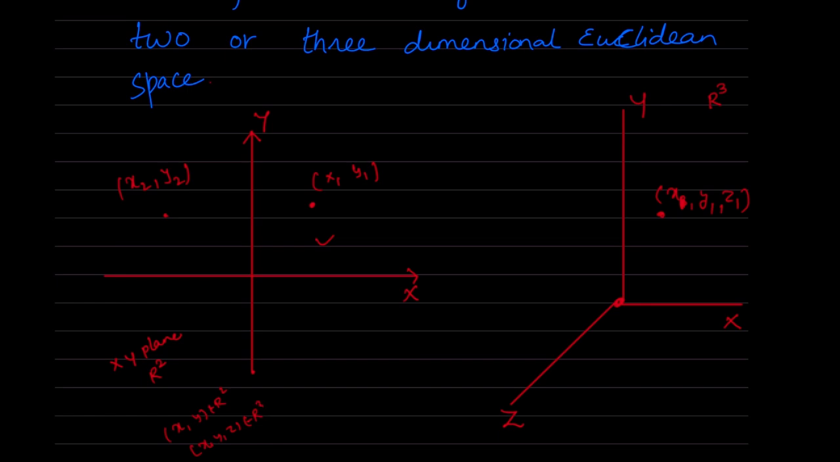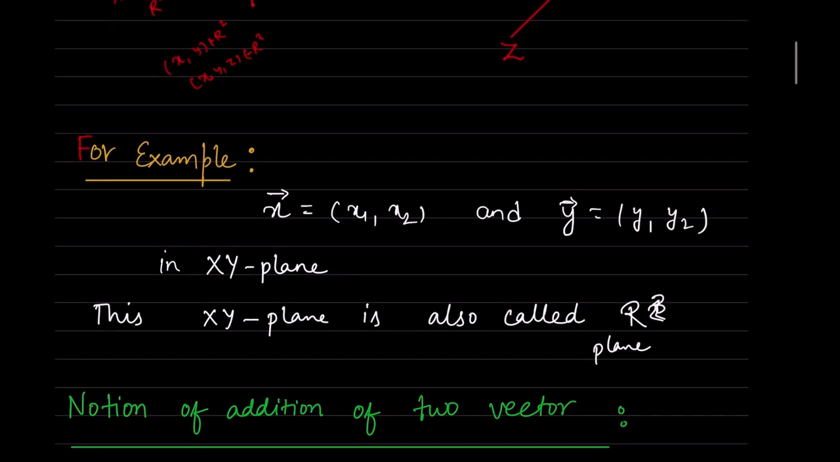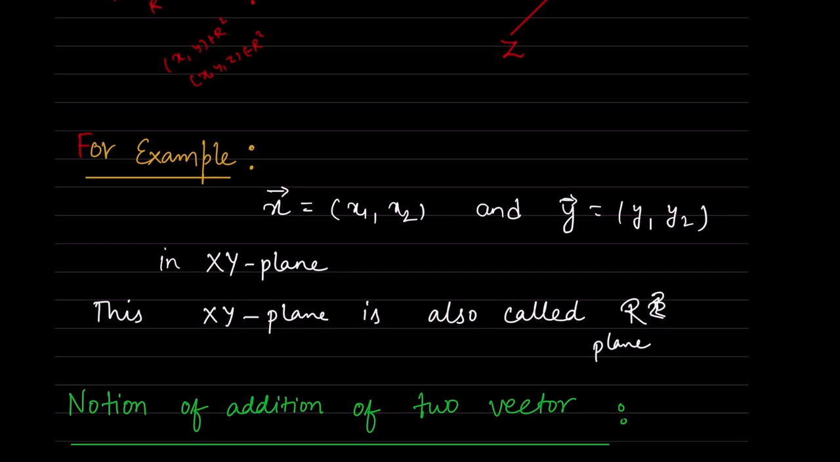So here we will see, for example, in the Cartesian coordinate system, our element x vector, x is a vector, and the vector is like x1 comma x2, and y vector is y1 y2, in the xy plane. So this xy plane is also called the plane R square.